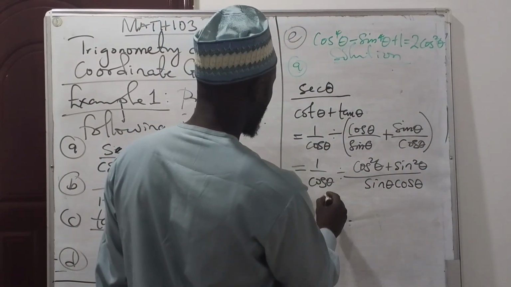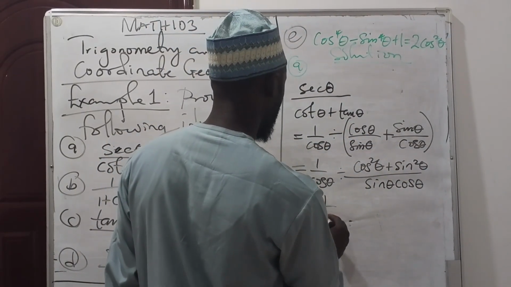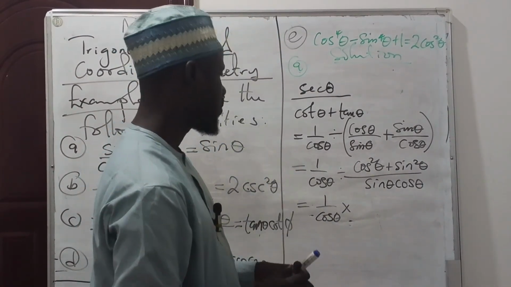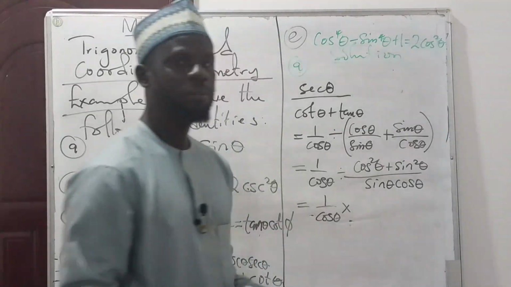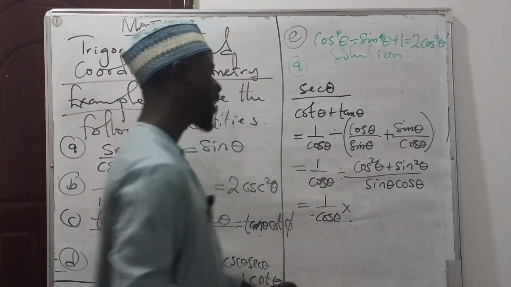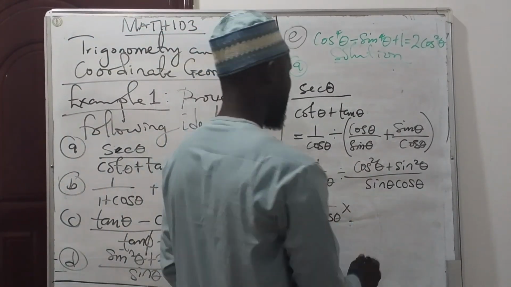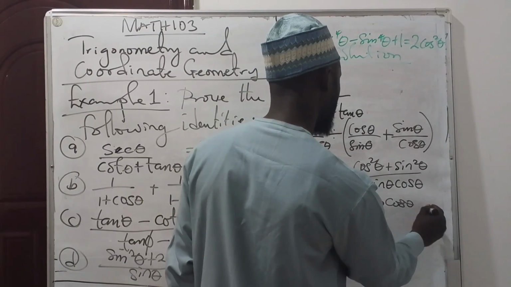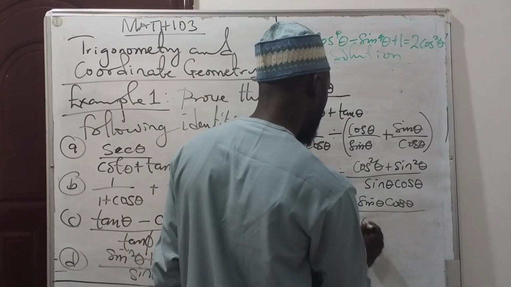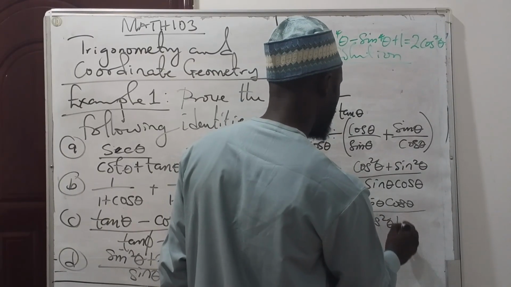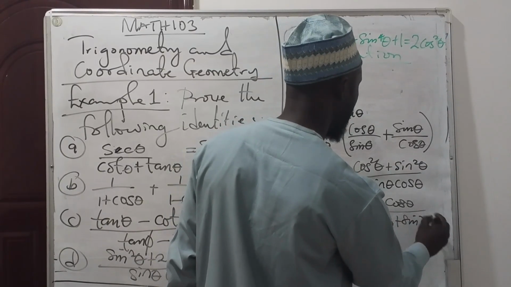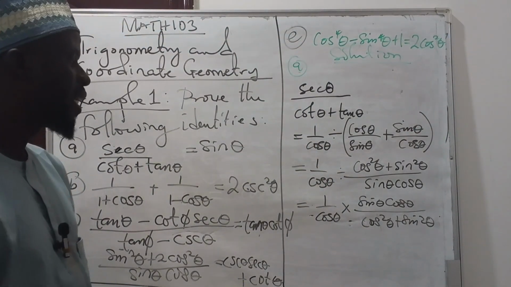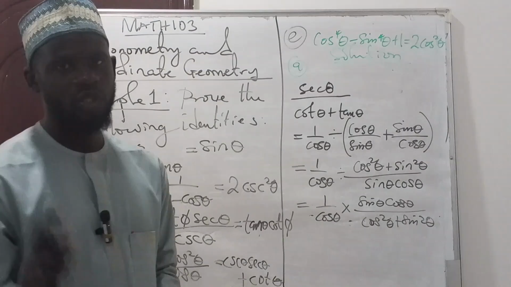So with this, I have 1 over cos theta, and because here is division, I can take multiplication to replace division, taking the reciprocal of this fraction. So it is sine theta cos theta divided by cos square theta plus sine square theta. But you know cos square theta plus sine square theta, by the Pythagorean identity, is equal to 1.